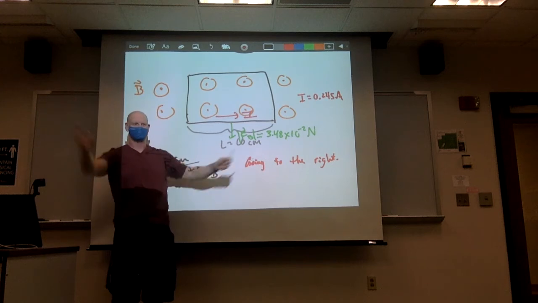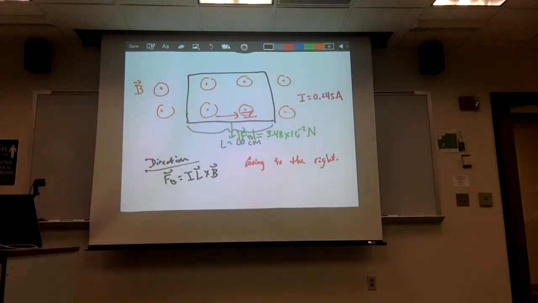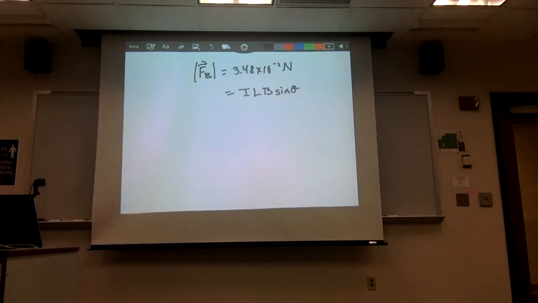90 degrees, right? So in this case, we know the angle between the current and the magnetic field is simply equal to 90 degrees based off of our picture. And what's sine of 90 degrees? 1. So this is the same thing then as simply the current times the length times the magnetic field, which means the magnetic field then is going to be equal to the magnitude of the force divided by the current times the length.